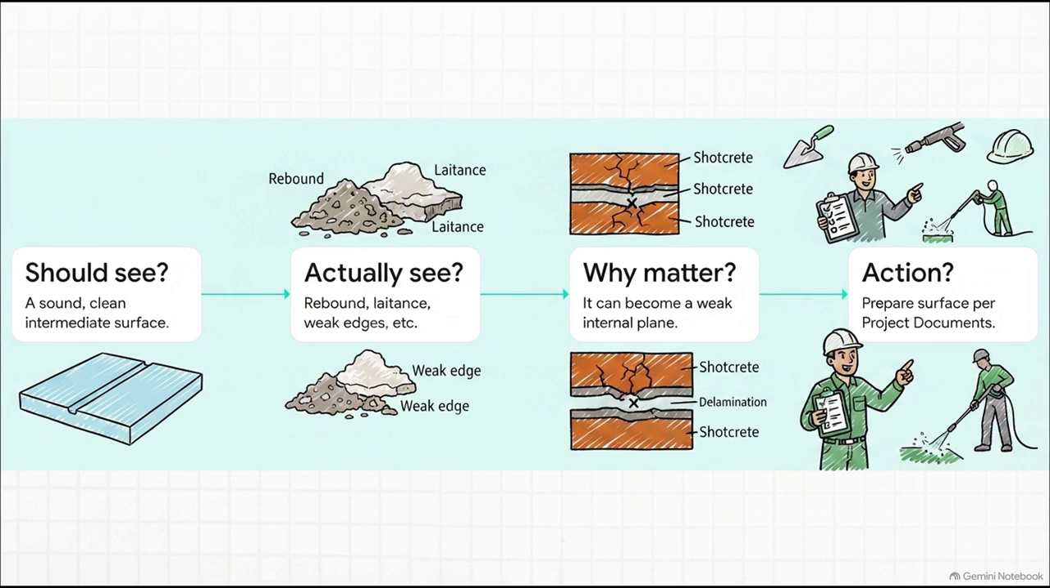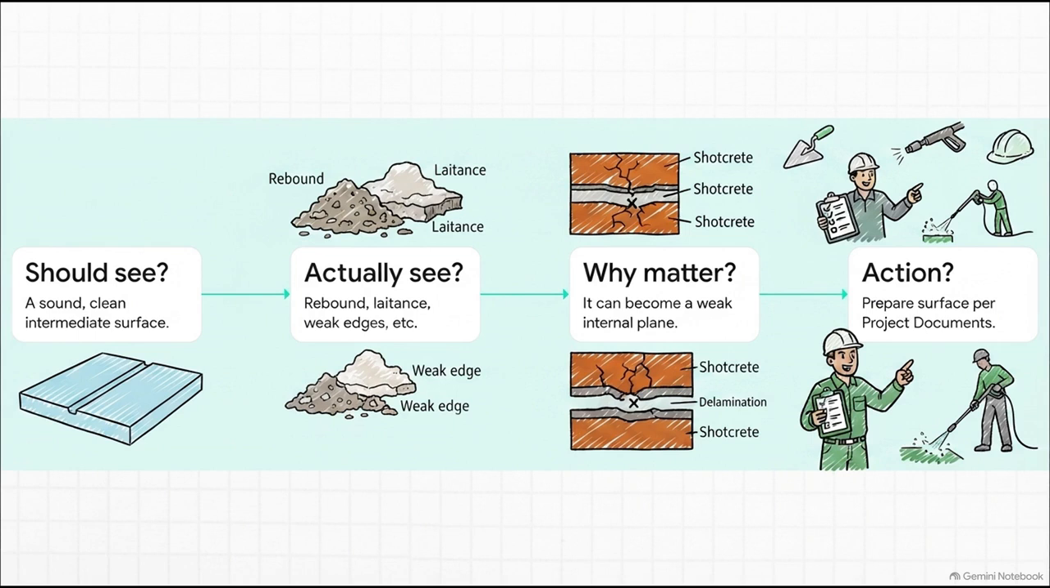Step 1, what should I see? In your head, you should be visualizing a sound, perfectly clean intermediate surface fully prepared for the next placement. Step 2, what am I actually seeing in front of me? Are you looking at a mess of rebound, laitance, weak edges, or maybe some curing residue? Step 3, why does it matter? It matters because that specific interface could become a weak internal plane, totally compromising the structure.